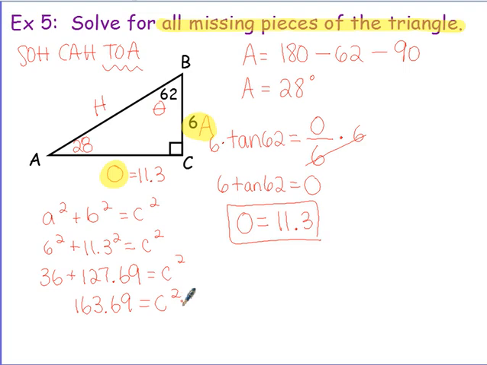Well, we've learned the opposite of a square is a square root. And yes, you may use your calculator. So if you type in your calculator the square root of 163.69, you will get C equals 12.8. So this guy is 12.8. We now have a number in each corner and a number on each side. So we are done.